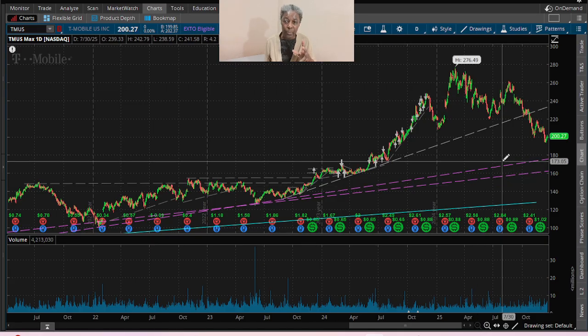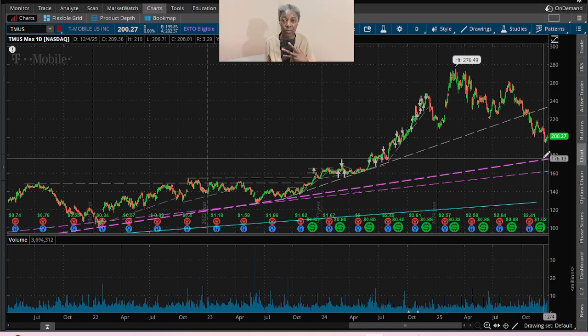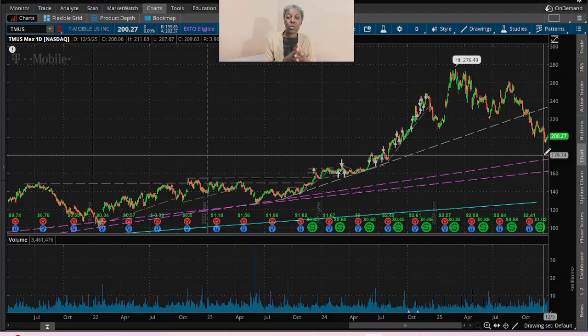So knowing how much it is and knowing that it's going down, it could be time to start saving for it, to have money in the account so that when it gets there, if you like it, you can buy a share.